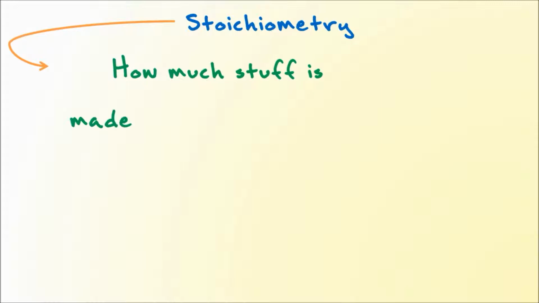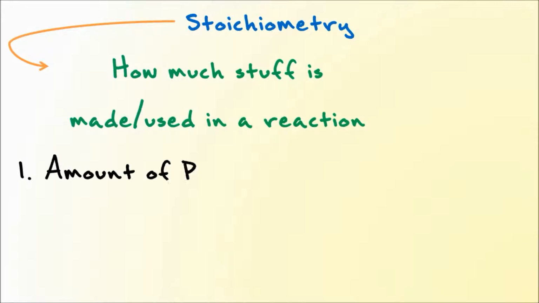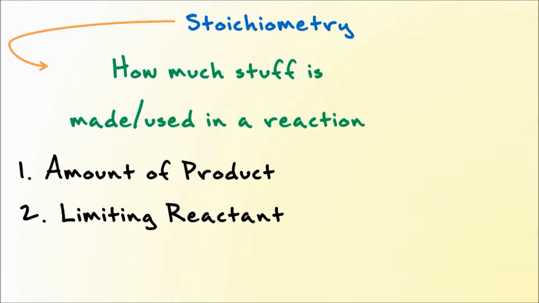Alright, so what is stoichiometry? Stoichiometry basically is how much stuff is made or used in a reaction. And there's three types of problems: the amount of product problem, the limiting reactant problem, and the percent yield problem, which is very similar to the amount of product problem. I'll teach about these in another video, just hang tight and we'll get there sooner or later.